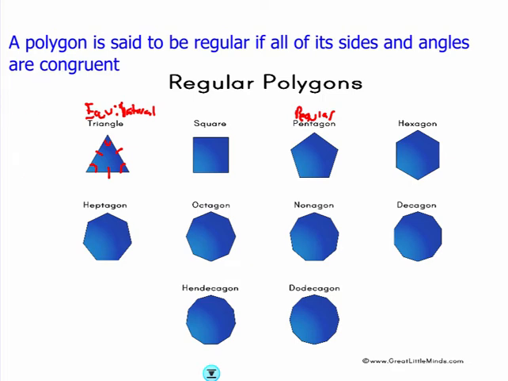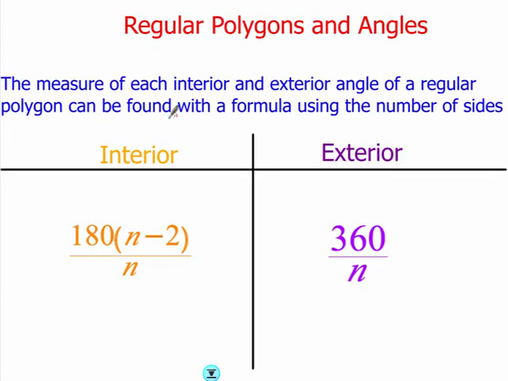In a regular polygon, I can find the measure of each individual interior and exterior angle using the number of sides. And this is only possible if the polygon is regular. We can't figure out individual angle measures from the sides unless we know that they're regular. So it's fairly simple.